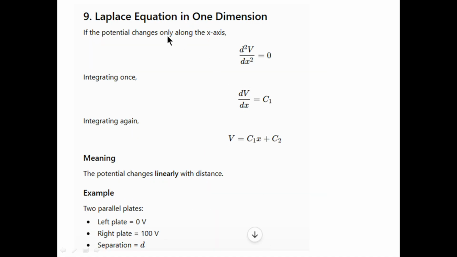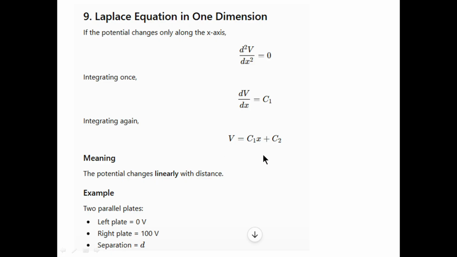Now the solution for this Laplace equation. We have the Laplace equation for the x-axis, d square V upon dx square is equal to 0. Now integrating this equation, we have dV by dx is equal to c1. Integrating again, we have V is equal to c1 x plus c2, where c1 and c2 are constants. Now this equation is compared with the line equation, which is y is equal to mx plus c. So the potential changes linearly with the distance. This equation has a comparison with the straight line equation.